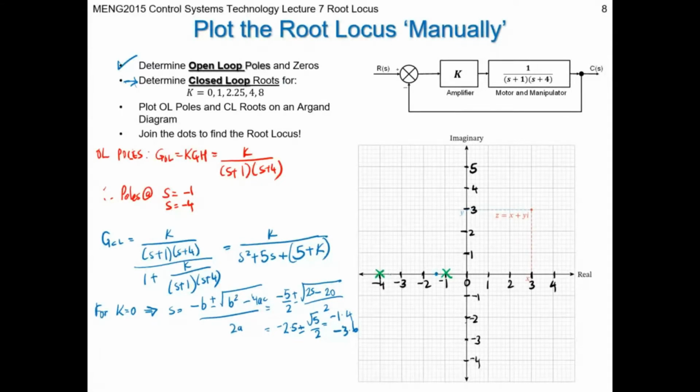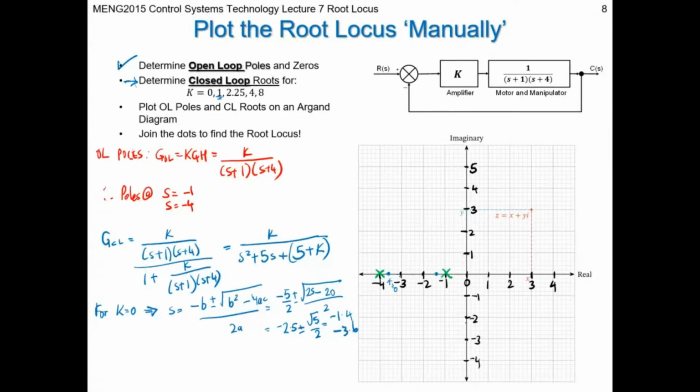And minus 3.6 is about here. Right, and those correspond to k equals 0, right? So if we continue with that for different values of k, k equals 1, k equals 2.25, etc., then we're going to end up with a number of points on a line. So to save some time, I'm going to give you the answer.